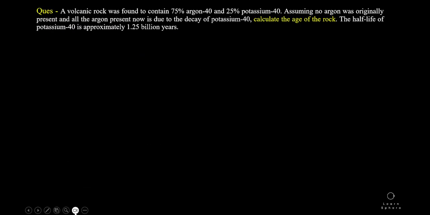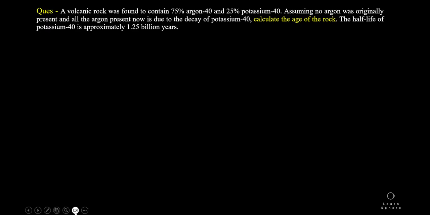Here is the next question. A volcanic rock was found to contain 75% of argon 40 and 25% of potassium 40. Assuming no argon was originally present and all the argon present now is due to the decay of potassium 40, calculate the age of the rock. The half-life of potassium 40 is approximately 1.25 billion years.